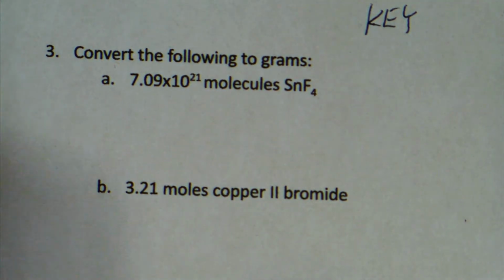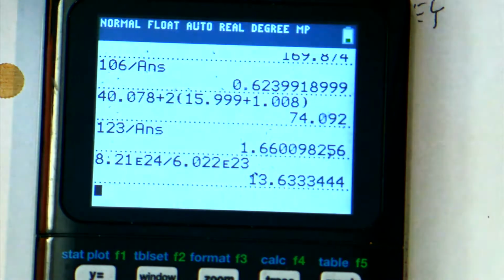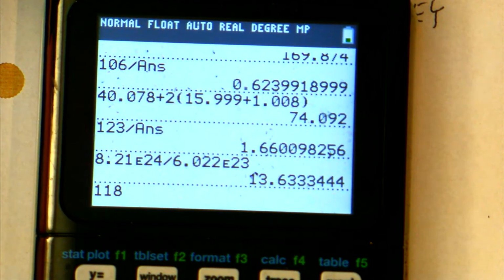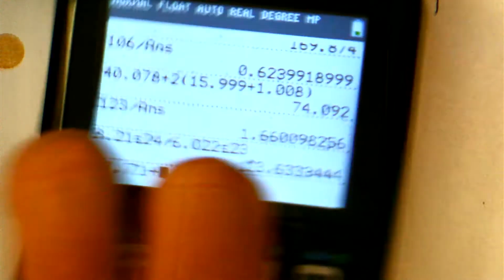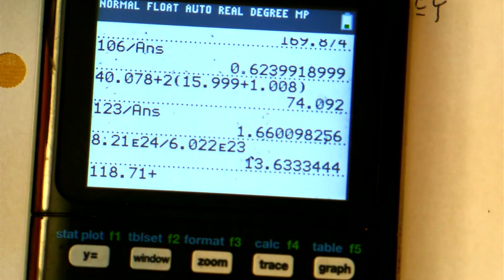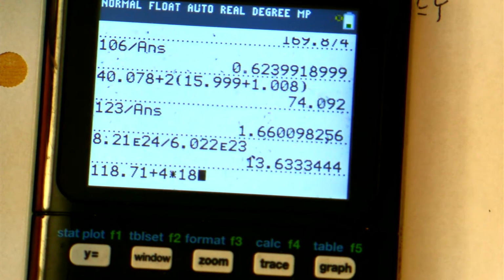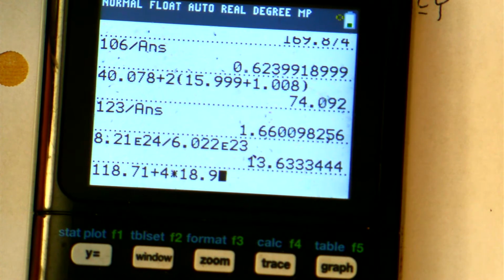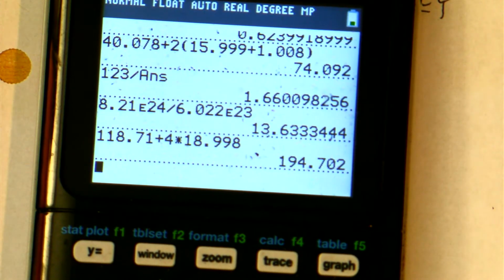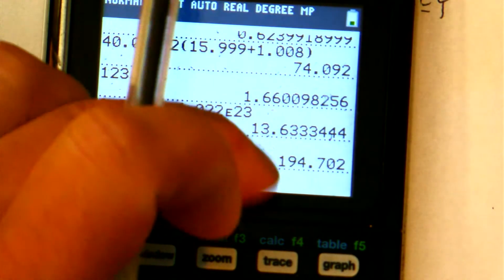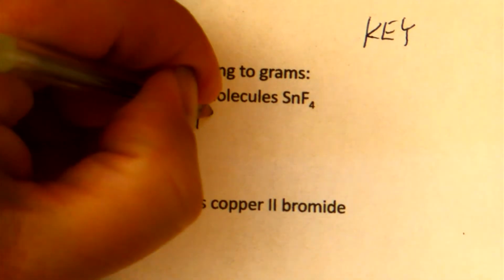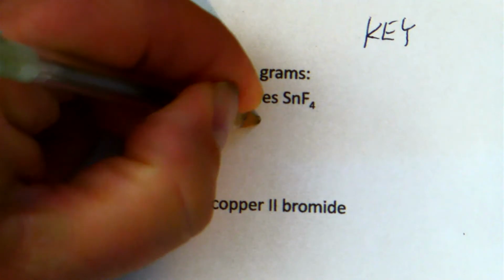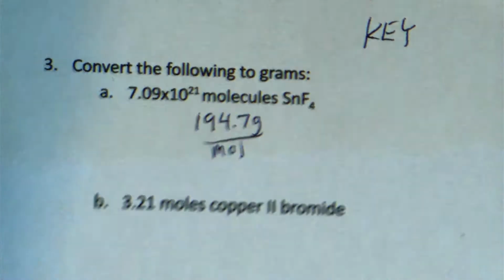So on my calculator, one tin atom is 118.71. I have 4 fluoride atoms, so 4 times the mass of one fluorine atom, 18.998. Enter. So the gram formula mass is 194.7 grams per mole.